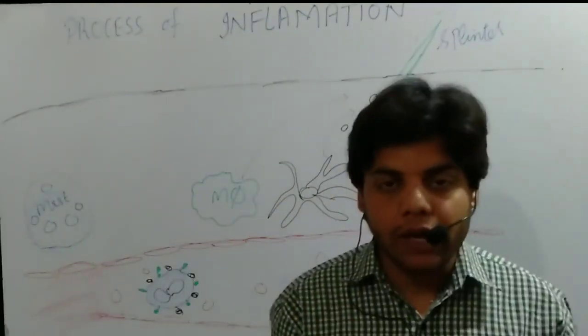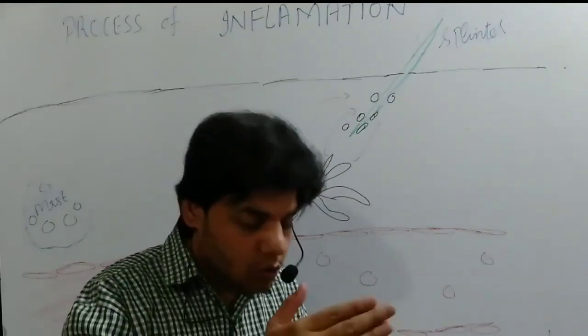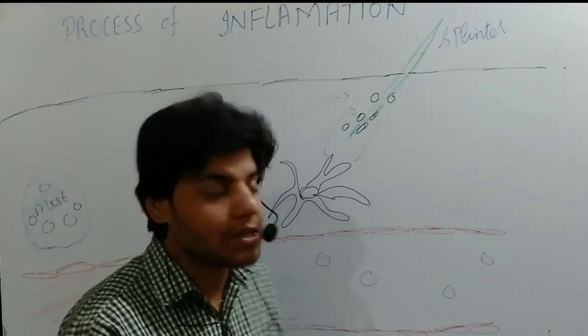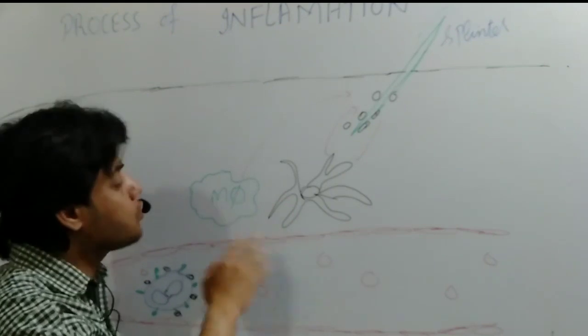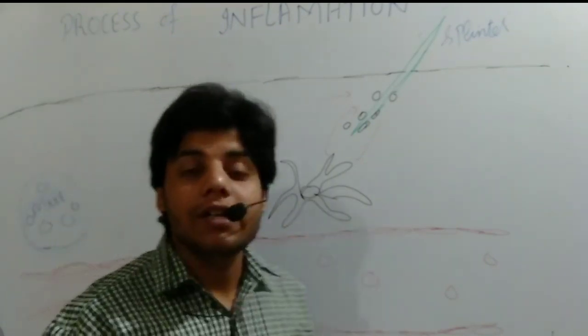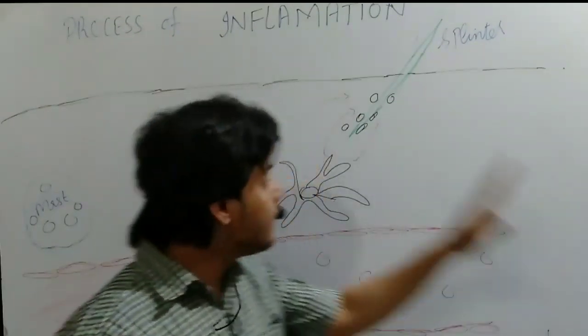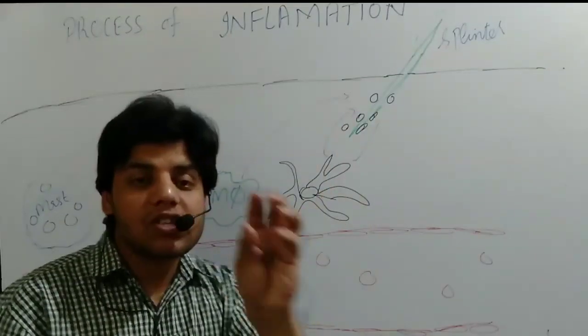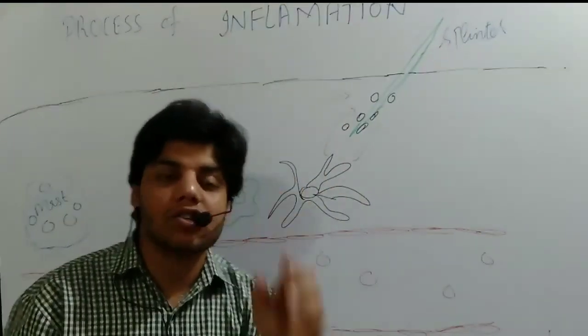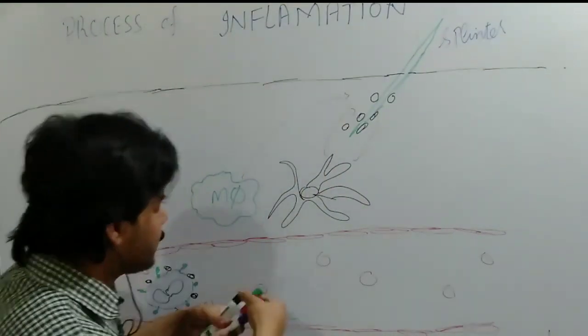Now after that, what actually happens? Once engulfed, the microorganisms are broken down into small fragments, and if you remember, we talked about how these cells are antigen presenting cells. Then they present each antigen, a small fragment of the antigen, on their surface, at that specific area.